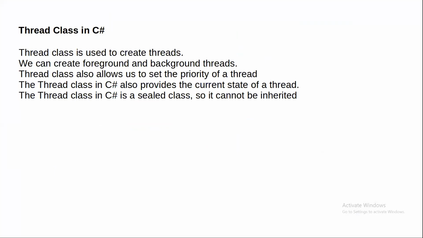Okay, so we can create foreground and background threads, and you can also set the priority. If you have more than one thread and you know which method is important for you, you can give a high priority to that particular thread, so that it gets priority to execute. You can also identify whether a thread is still active or has completed executing, so you can identify the state of the thread. And Thread is a sealed class, so you cannot inherit from it.